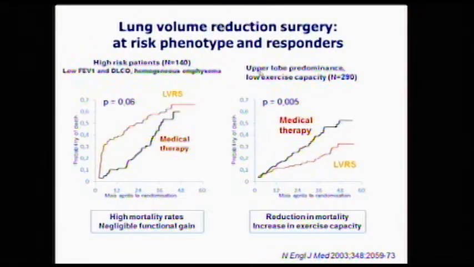Whereas there's another group of patients, about 300 patients, with upper lobe predominance and low exercise capacity, and you get a great improvement with lung volume reduction surgery. So with the same treatment, when you apply it to a heterogeneous group of patients, you have different results. So this is really confirming the concept of phenotypes, I guess.